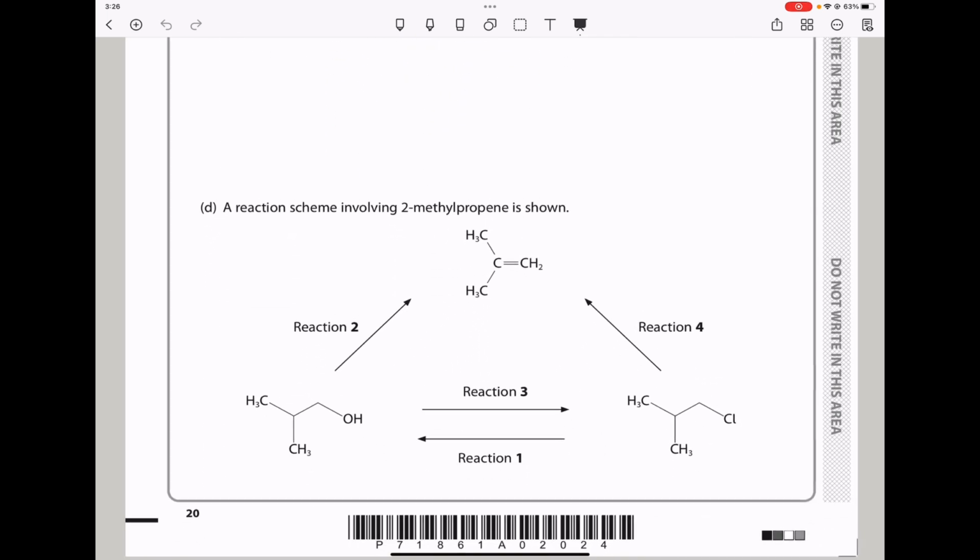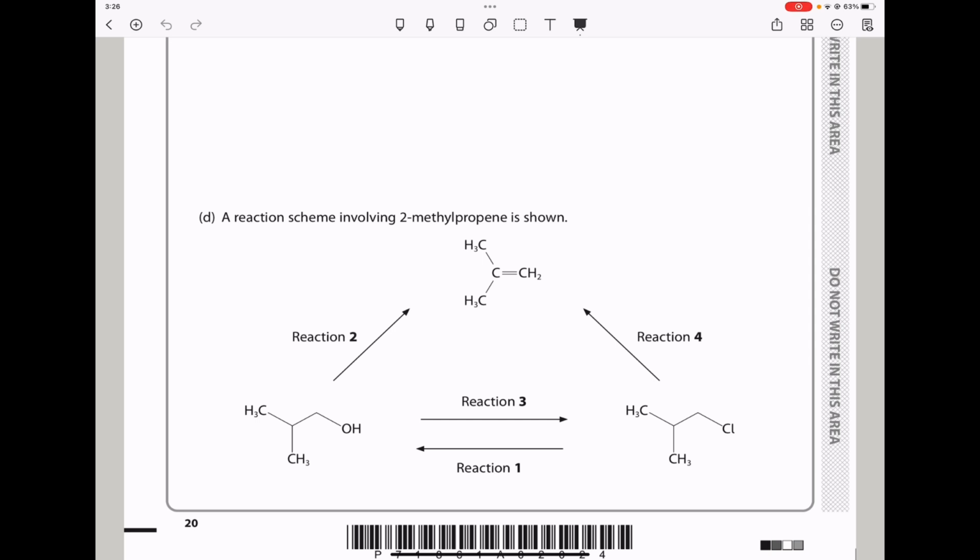Down here they say a reaction scheme involving 2-methylpropene is shown. So we can see step 1. This is a halogenoalkane being converted into an alcohol. It could be a reaction with potassium hydroxide. Then we can see reaction 2 from alcohol to alkene. That is going to be loss of water, so phosphoric acid is used.